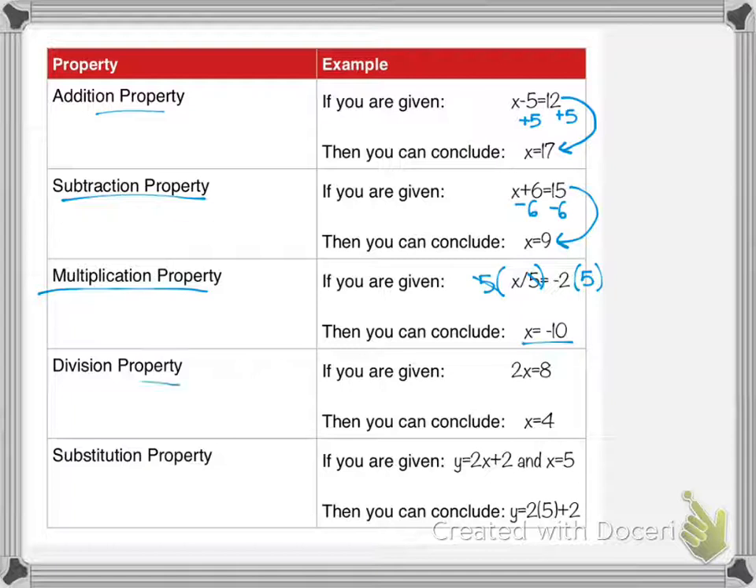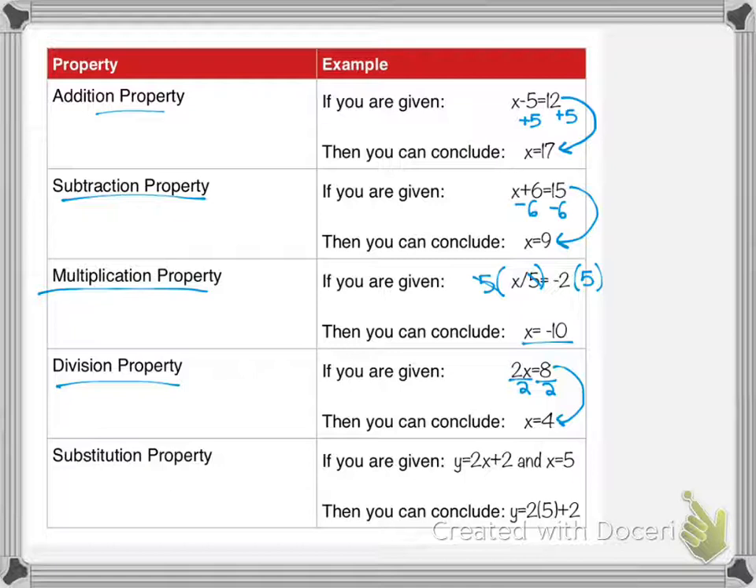The next one is division property. If you are given 2x equals 8, then x equals 4. So how did they get from 2x equals 8 to x equals 4? Well, they divided by 2. Okay, they divided there by 2, so they can conclude that x is 4.